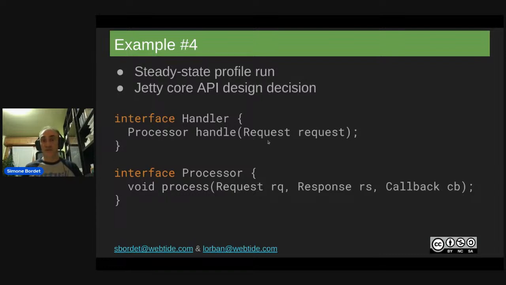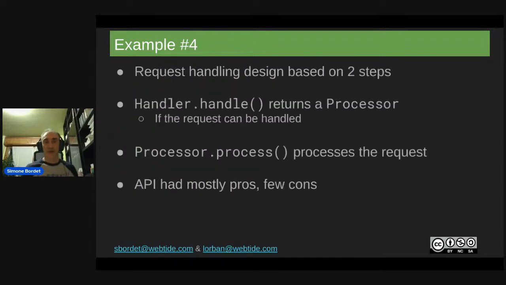And so we first ask, is the request for you? If it is for you, then we return a processor, and then the processor actually takes the request, the response, and the callback. And this was a very clean API from the design point of view, because at the moment that we were asking a handler, can you handle this request, the only object that was taken was an immutable request object. And by definition, the handler could not mess with the response or the callback or whatever. It could not add, for example, headers to the response, because there was no way. It didn't have the objects to operate on, because of the design of this API. So the API had good things, mostly pros, a few cons, and we were happy with that.